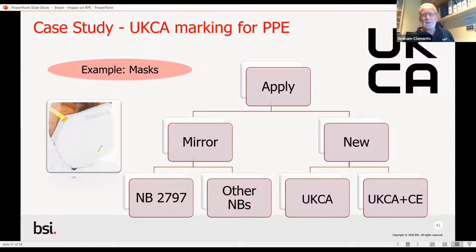So depending on where your certificate is now and where you go for your UKCA will depend on the amount of work you've got to do to actually place that product on the market with the UKCA marking under the regulations.